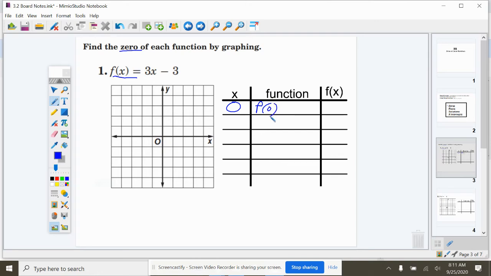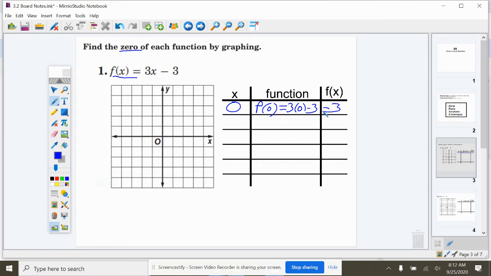My function is now f of 0 because I'm plugging in 0. That equals 3, and instead of times x, it's now times 0 minus 3. So to get the f of x value, I need to actually solve 3 times 0 minus 3. 3 times 0 is 0, and 0 minus 3 is -3. So my point, my coordinate, is now 0, -3.